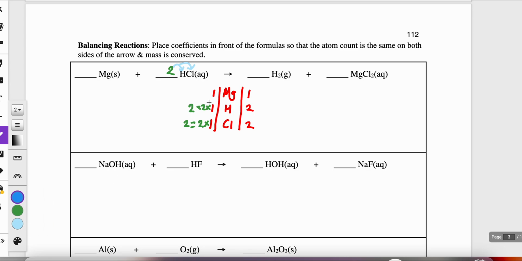So now when I take a look, I have 1 Mg on each side, but now because of the green coefficient, I have 2 H's on the left and 2 H's on the right, 2 Cl's on the left, 2 Cl's on the right. So now I have the same count for each atom type on the left as on the right. The balancing is done. When the balancing is done, any substance that we did not write a number of 2 or greater out in front of has a coefficient of 1.